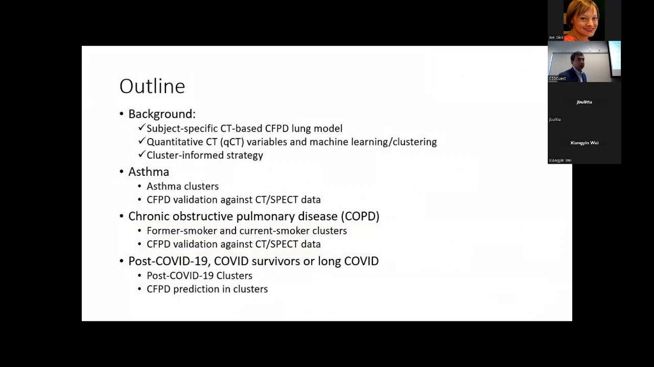So this is the outline of my presentation. I'm going to briefly talk about the CFPD subject-specific model, then quantitative CT imaging variables, machine learning and deep learning, and then the cluster-informed strategy. Then I will apply CFPD and quantitative CT to asthma, COPD, and post-COVID.